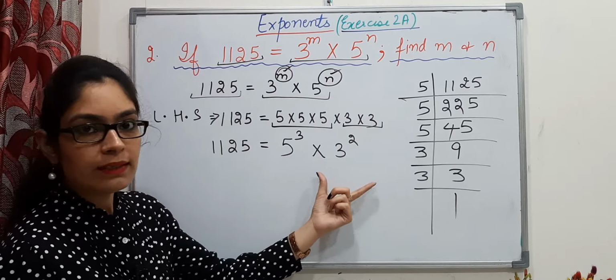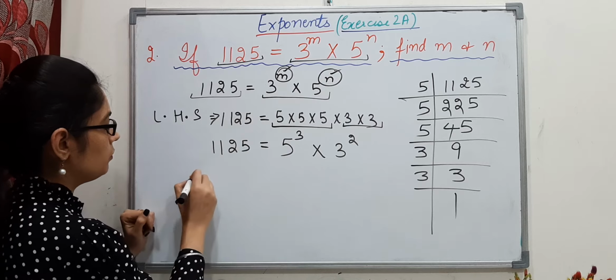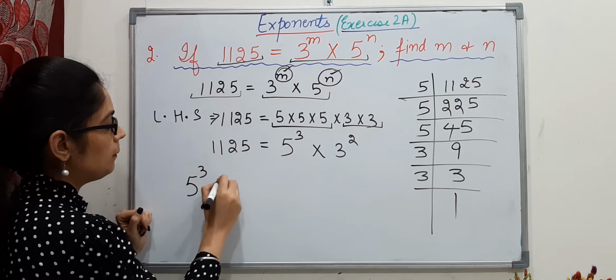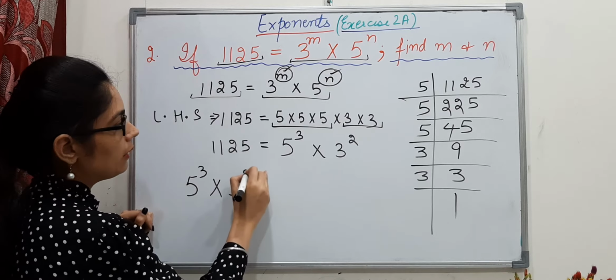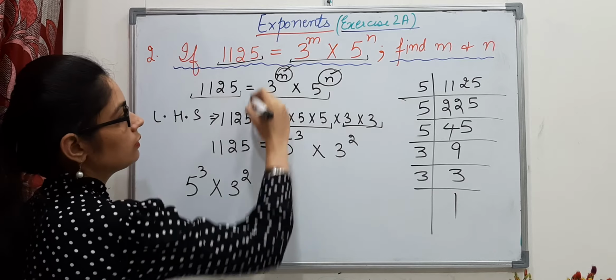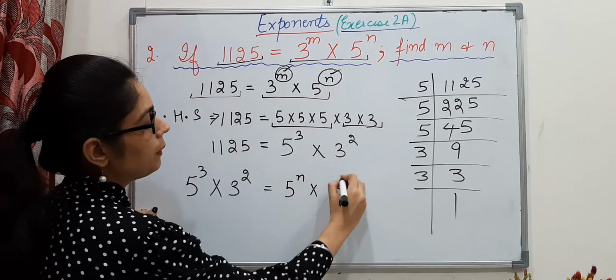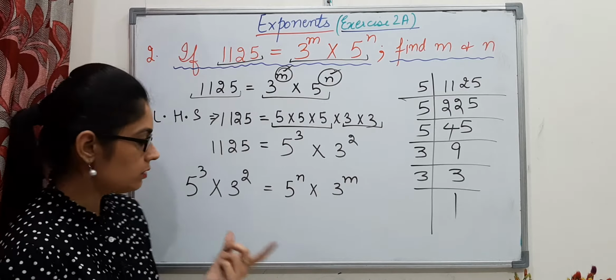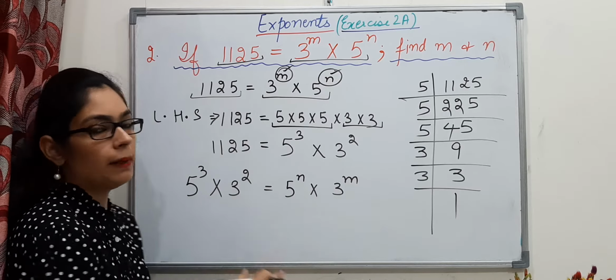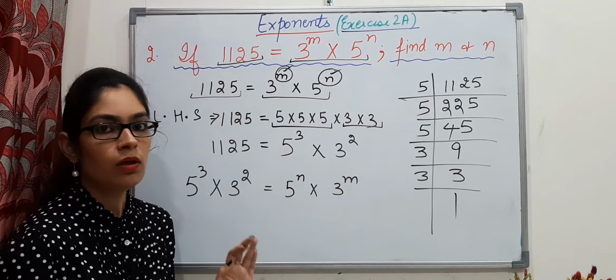Now let's compare this value with the right hand side. So 5 to the power 3 into 3 to the power 2 is equal to 5 to the power n into 3 to the power m. I have just rearranged according to this. In multiplication we can do that.